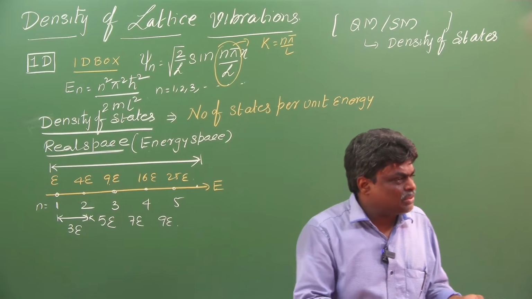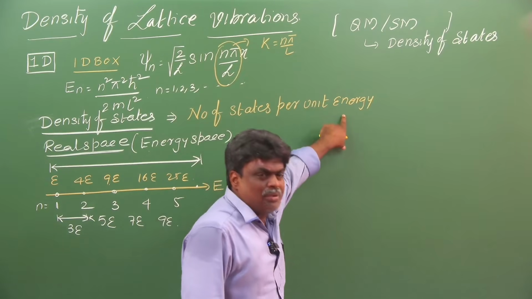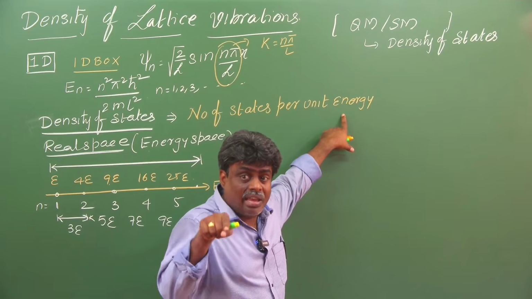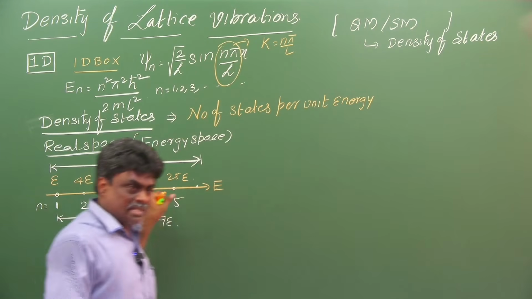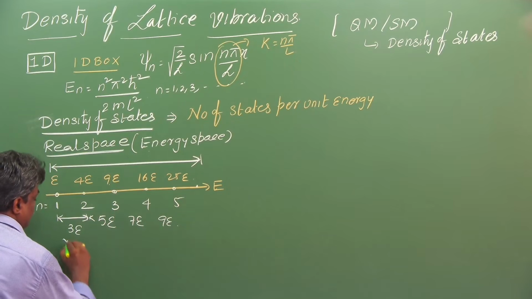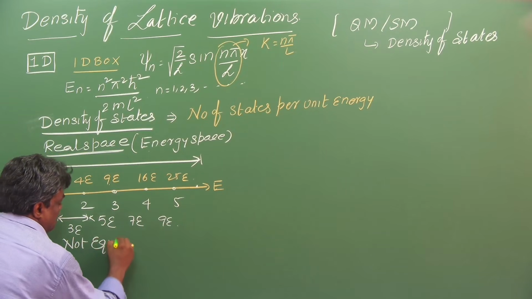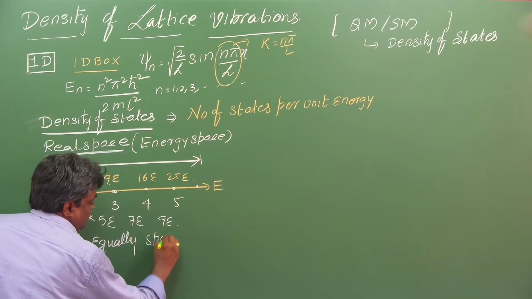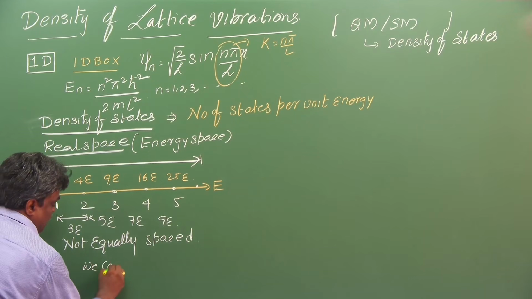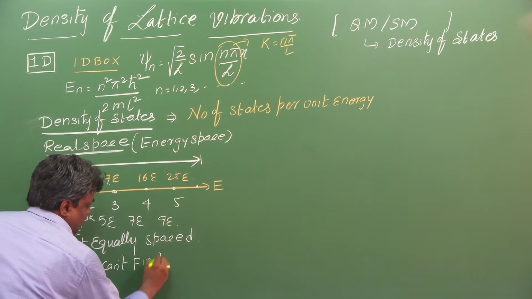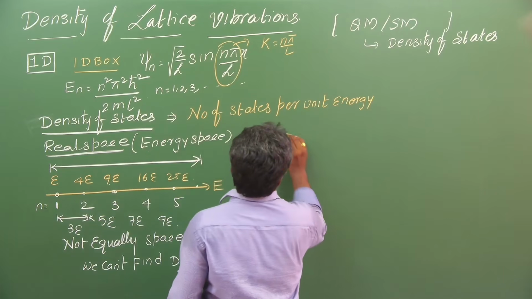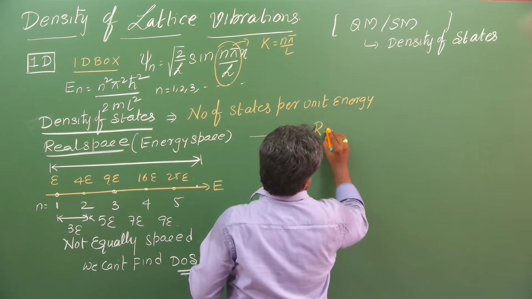Because the density of states means what? Number of states per unit energy. But still, you are not finding that in the energy space. Why? Energy space is the real space, which is not equally spaced. Wait a minute. That's why we can't count. We can't find the density of states. Okay, that's why we are moving to the reciprocal lattice.